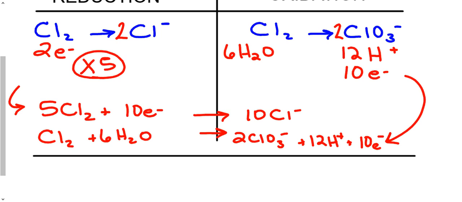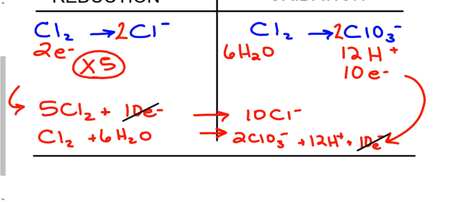We're still following acid balancing rules. The first thing you need to check is, do your electrons cancel? 10 electrons in cancels 10 electrons out. That's good. If they don't cancel completely, we know we've made a mistake. I'm checking to see if anything else cancels. Do I have anything else that's exactly the same on the before side and on the after side of the arrow? And I do not.